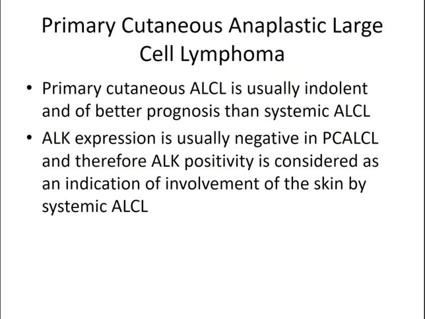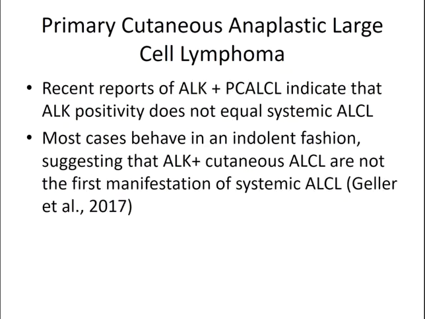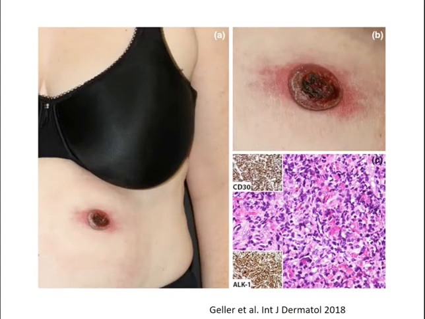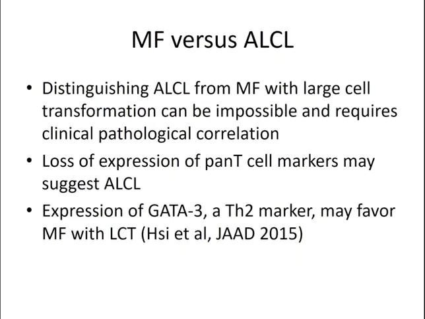Why is it important to distinguish primary cutaneous from systemic? Well, because the primary cutaneous ALCLs are much better in terms of prognosis than the systemic ones. And this is one of the cases reported in the literature of a primary cutaneous ALCL positive for ALK1. So be aware of that. That's the relatively new thing in this field.